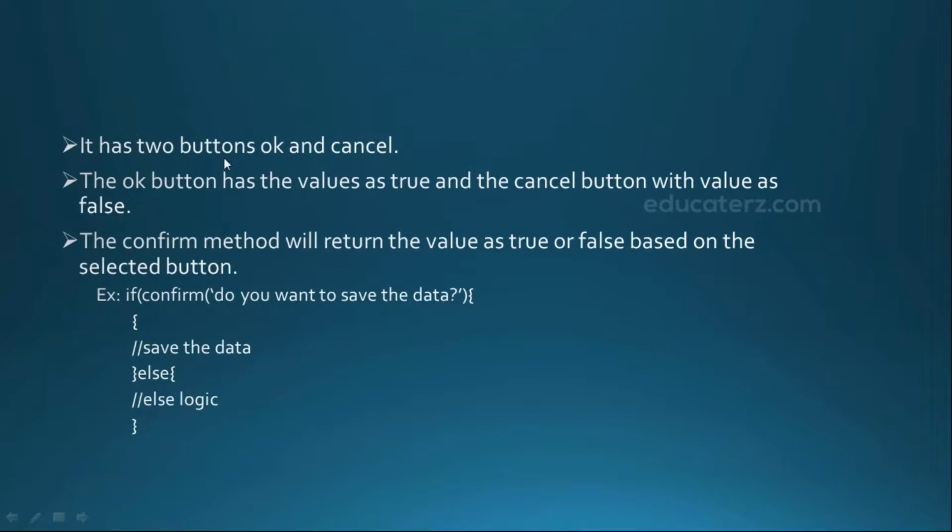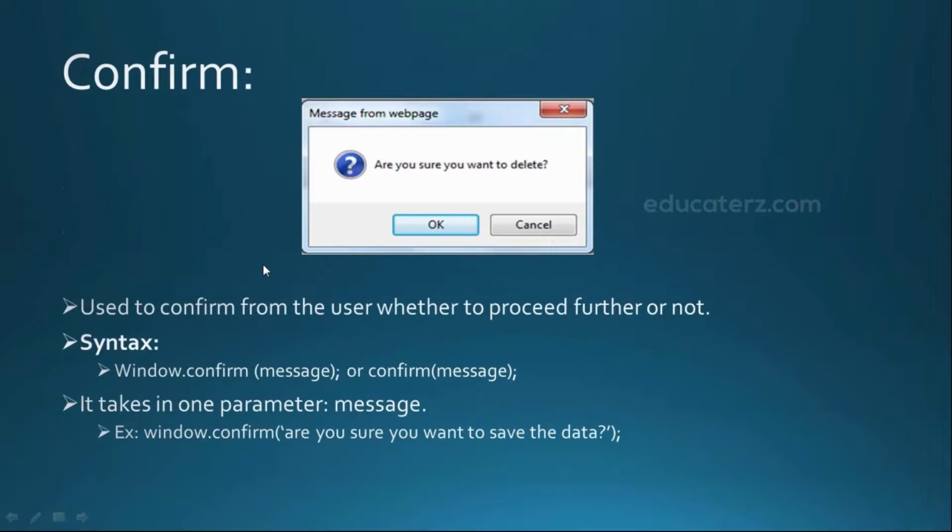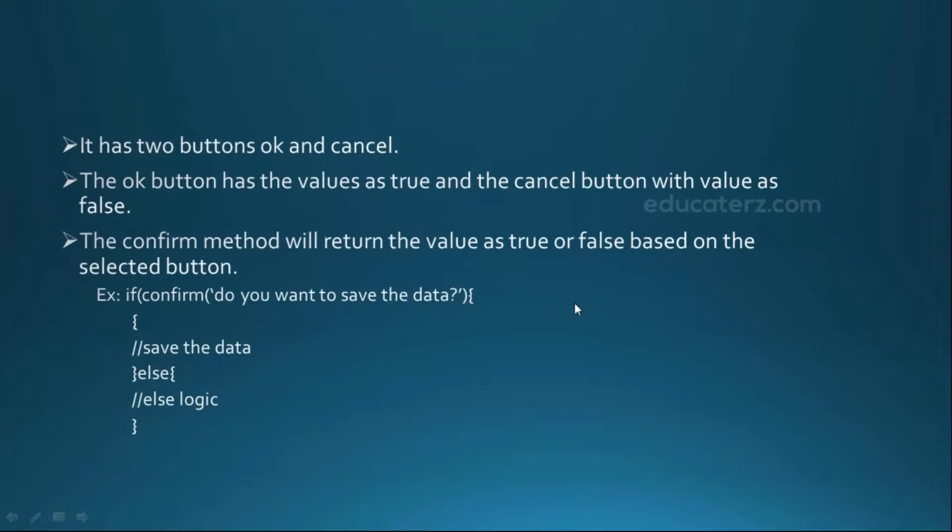Here it has two buttons, OK and Cancel. The OK button has the value as true and the Cancel button has the value as false. So the confirm method will return the value as true or false based on the selected button. On select of the button OK, it will return the value as true. On select of the button Cancel, it will return the value as false, so that you can proceed further.